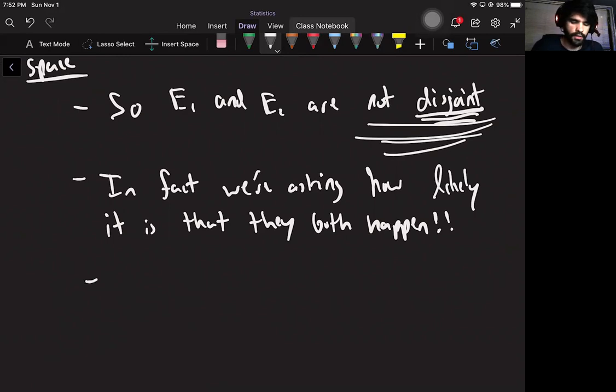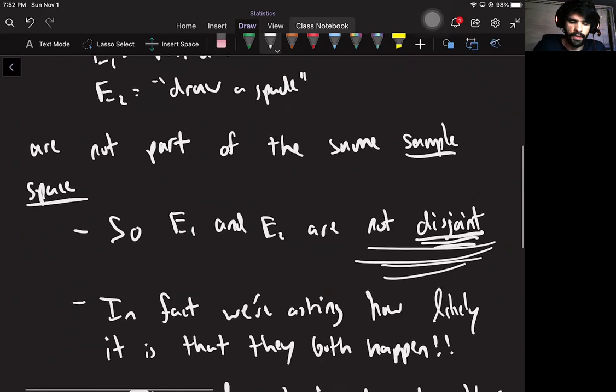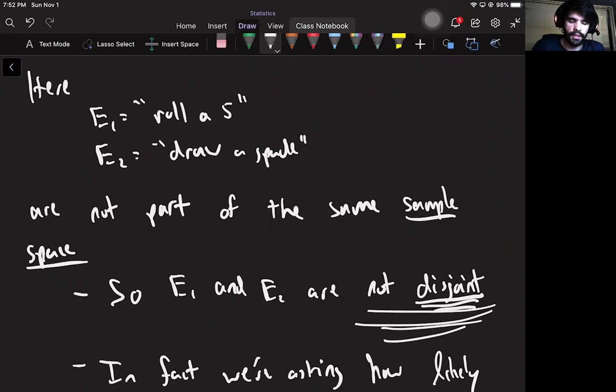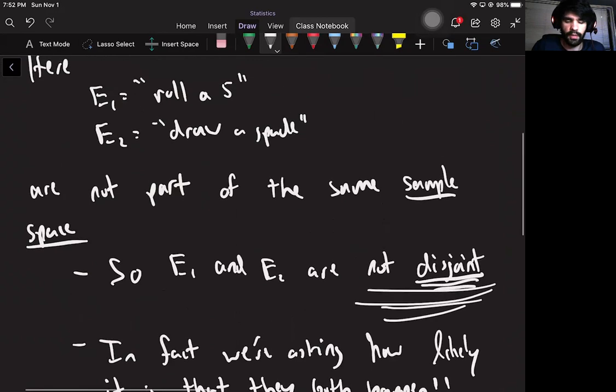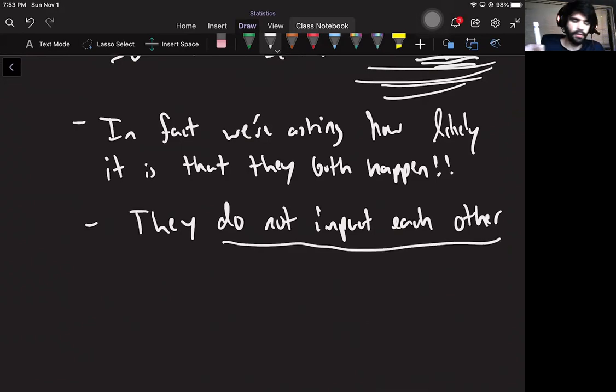But instead of being disjoint, there's another fancy word that describes their relationship, which is that they do not impact each other. So if I roll a 5 and then I don't draw a spade, there's no reason that one has to happen because the other happens. They're completely separate from each other. And they could happen at the same time, they could not, but they don't affect each other. So they do not impact each other. And what that means is that they are independent events. Independent.